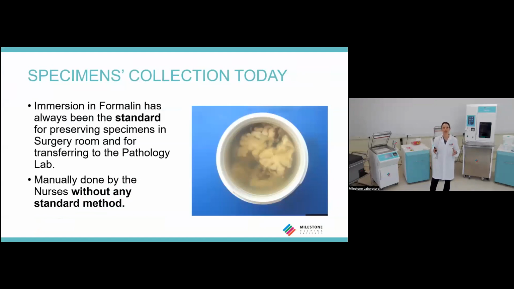When a tissue is extracted from the human body, the nurse takes care of the tissue. The tissue is inserted in a plastic container. The plastic container is filled manually with formalin. And later on, specimens in formalin are transported to the pathology lab. This procedure is totally operator dependent and is done without any standard method.